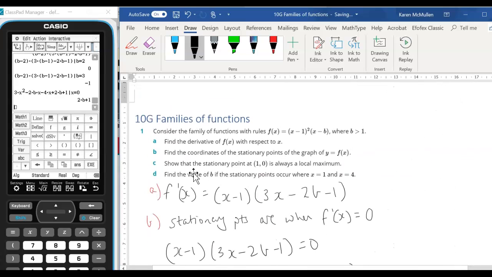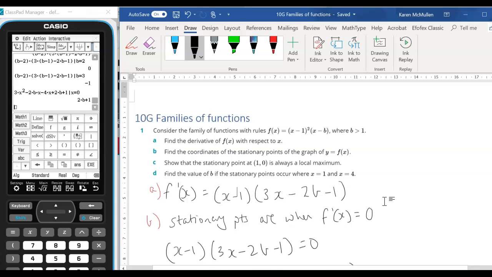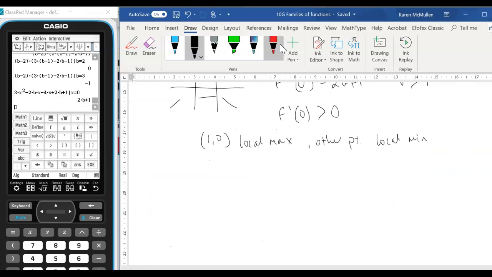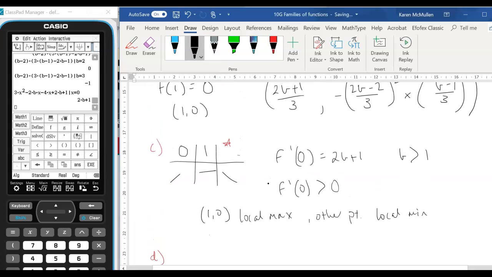All right, so show that the stationary point at (1, 0) is always a local maximum. All right, find the value of b if the stationary points occur where x equals 1 and x equals 4. So we know that x equals 1 is already the point (1, 0), but when x equals 4, I'm going to put that down here. Okay, so we're going to use the coordinates of the other stationary point. Okay, so we had that up there.